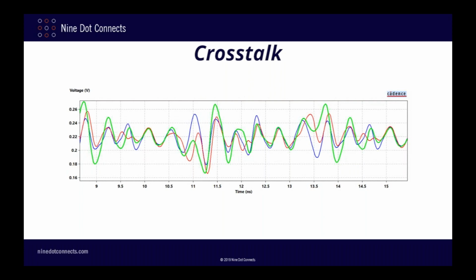Of course, to be sure, we would check any other traces as well, but I think we can conclude that if the design has good termination and does not have fast slew rates, you probably don't have to worry all that much about crosstalk, even for relatively long parallel traces.